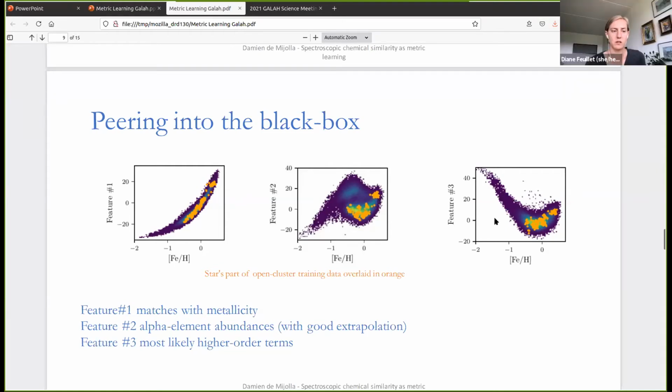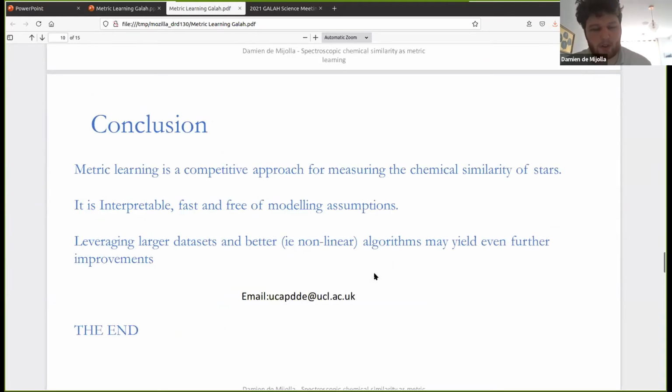We can also see the third feature, which I've shown here just for completeness. There are more features after this one. What this is showing us is, I think, a non-linear feature of metallicity. This is just a higher order term of metallicity, because metallicity is nonlinear, so you need multiple linear terms to fit it. So that's the gist of my main results.